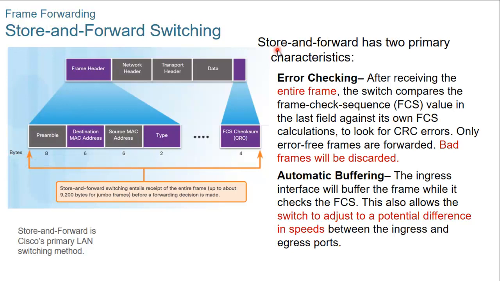Store and forward has two primary characteristics, error checking and automatic buffering. In error checking, when the switch receives the entire frame, it will compare its own calculation of frame check sequence to the value that is in here, which is the last field in the frame. If there are errors, then it will be discarded. If there are no errors, the frames will be forwarded. The ingress interface will buffer the frame while it checks the FCS. This also allows the switch to adjust to a potential difference in speeds between the ingress and the egress ports.